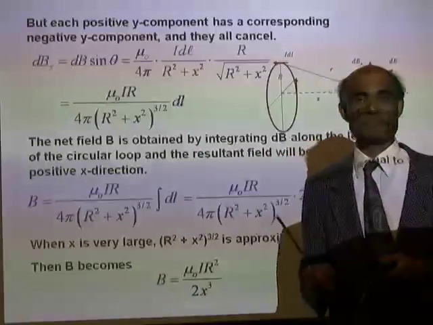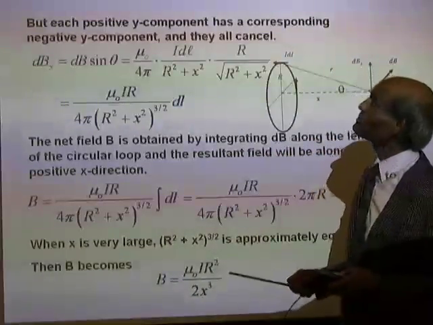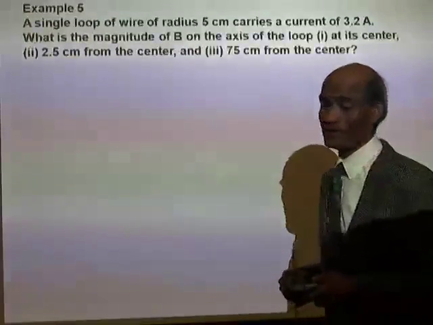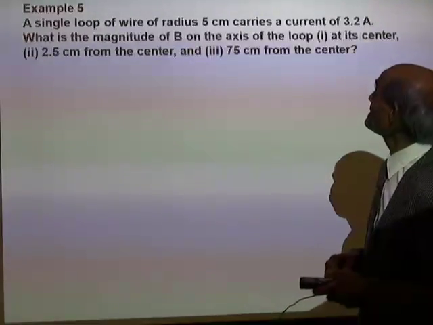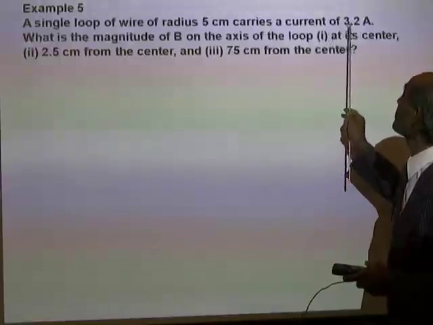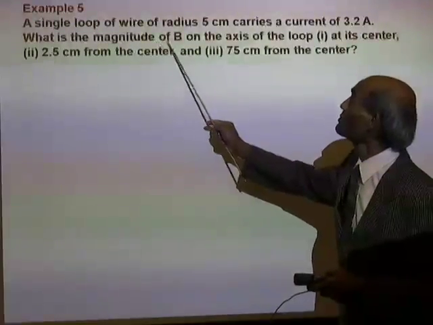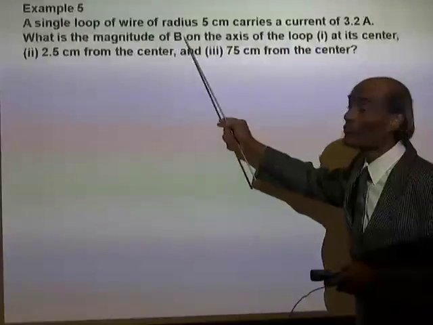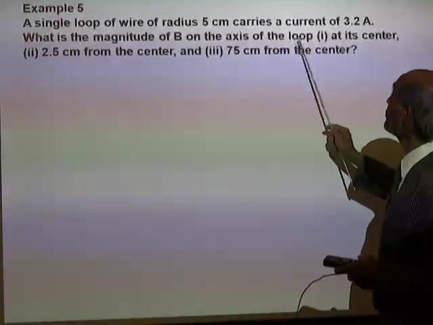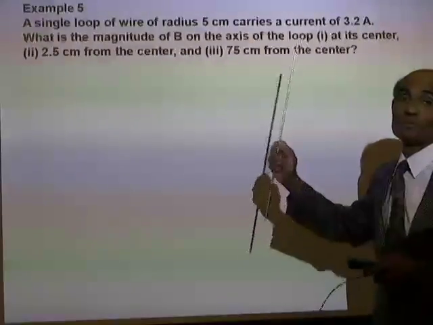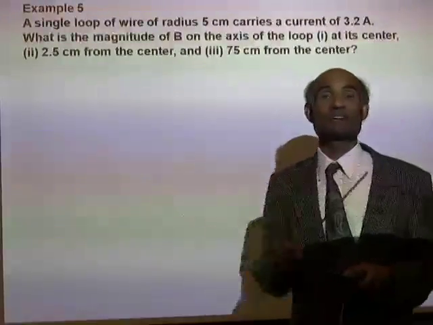Static electricity. Okay, let's use this to solve the problem. A single loop of wire of radius 5 centimeter carries a current of 3.2 ampere. What is the magnitude of the magnetic field on the axis of the loop, one, at its center? Well, that is the earlier case that we had considered.